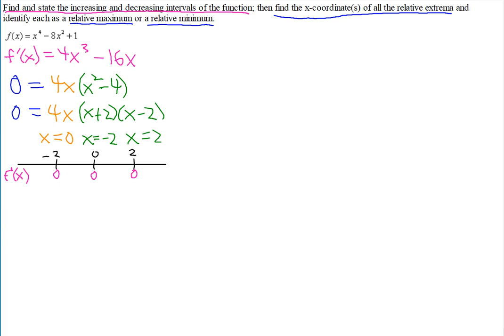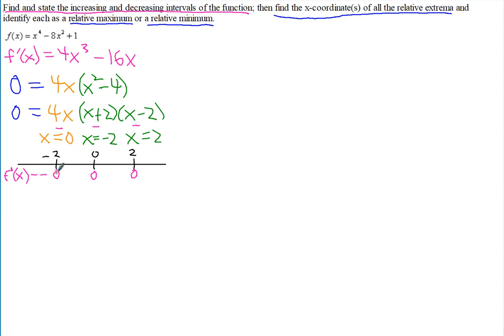And remember, we don't need the exact value. All we need to know is if it's positive or negative. So if we put in something less than negative 2, like negative 3: 4 times negative 3 is negative. Negative 3 plus 2, negative. Negative 3 minus 2, negative. Take 3 negative numbers, multiply together. It's an odd number of negatives. That's going to be negative. So we know everything on this interval is negative.